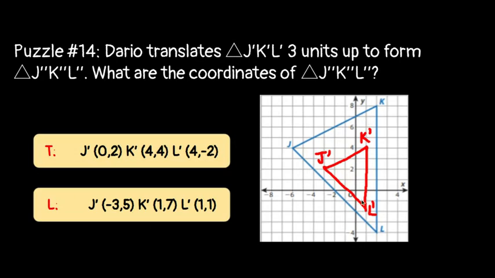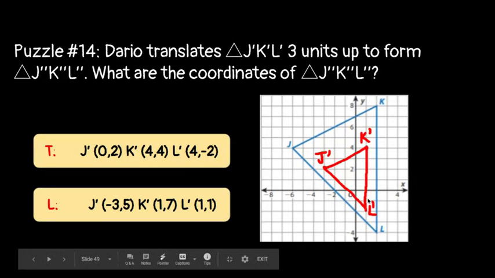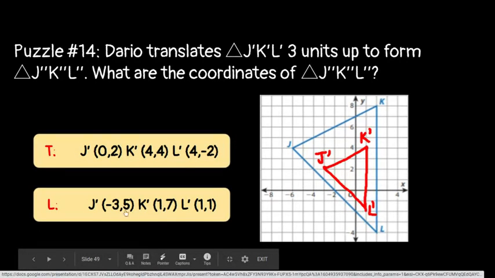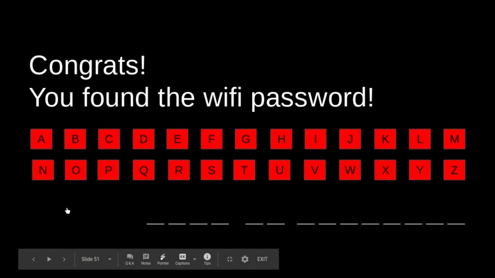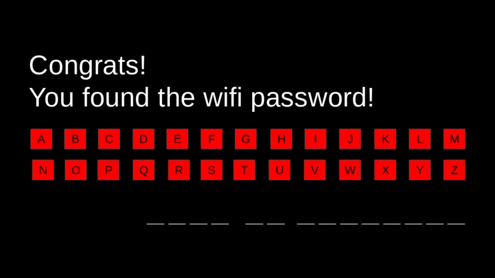So that's our K double prime, and then our L prime was at 1, -2. So again, our x stays the same, but our y increases by 3. So -2 plus 3 is equal to +1, which means our L double prime will be located at 1, 1, which means our answer will be L here. So now we have solved all of our riddles.